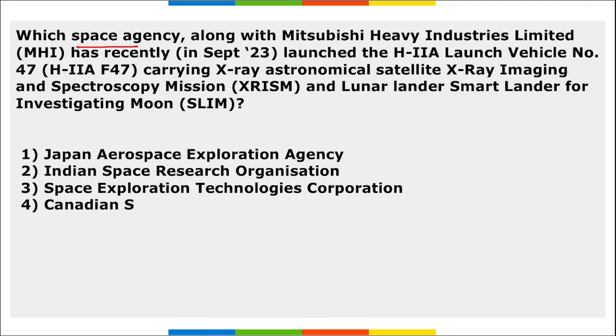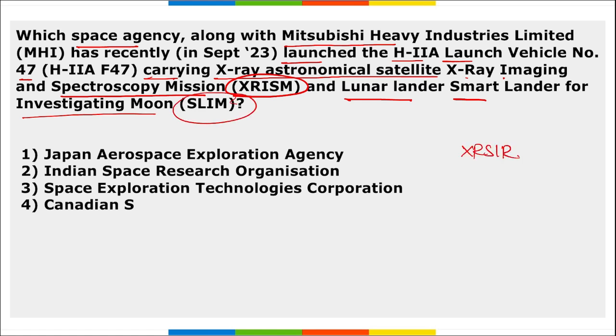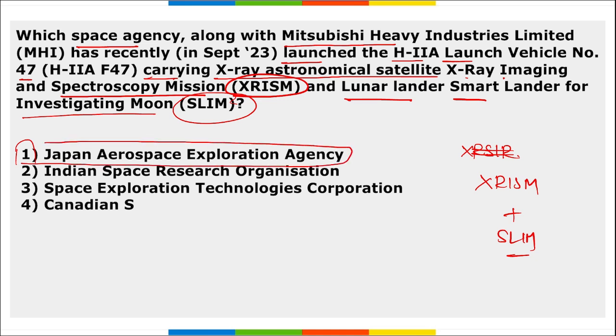Next, which space agency, along with Mitsubishi Heavy Industries Limited, launched the H-IIA launch vehicle number 47, carrying the X-ray astronomical satellite, X-ray Imaging and Spectroscopy Mission, that is XRISM, and the lunar lander, Smart Lander for Investigating Moon, that is SLIM? Which space agency was carrying XRISM and SLIM? It is JAXA, the Japan Aerospace Exploration Agency. And this rocket was launched from Japan.